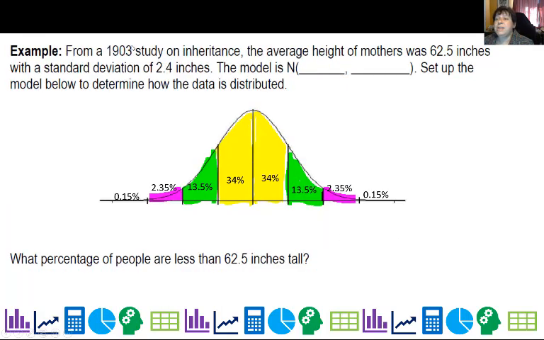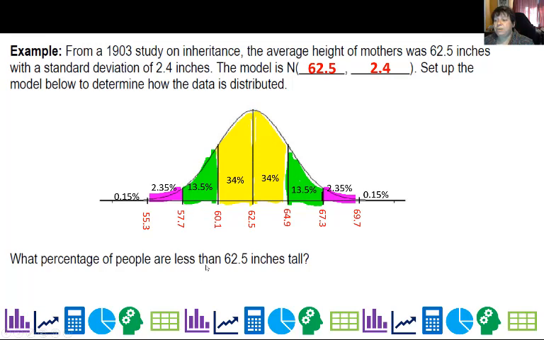Now we're going to look at a 1903 study on inheritance. The average height of the mothers was 62.5 inches with a standard deviation of 2.4 inches. So the model is 62.5 and 2.4. First, we're going to put our mean down on our graph and then subtract 2.4 for this number and add 2.4. And we just keep going one more standard deviation out till we go at least 3 standard deviations.